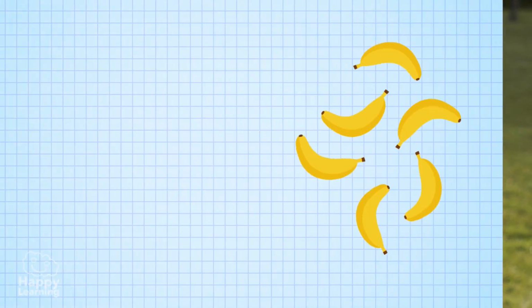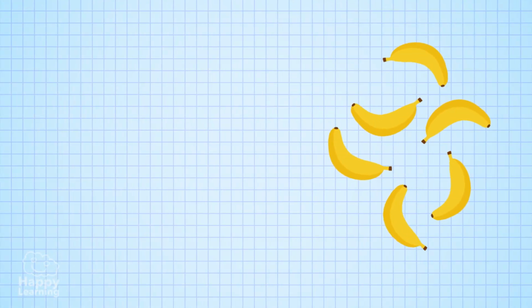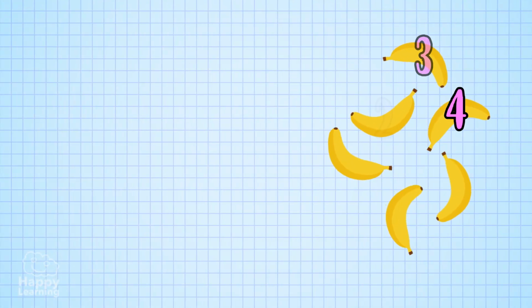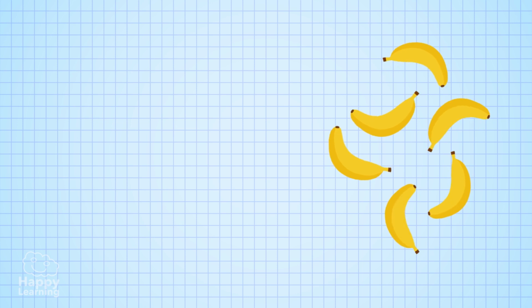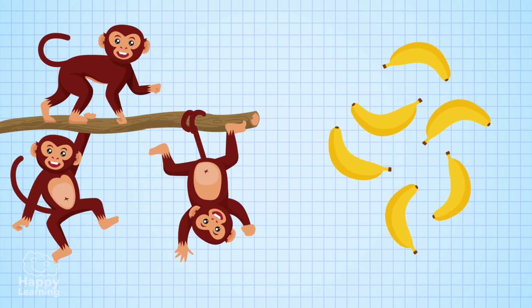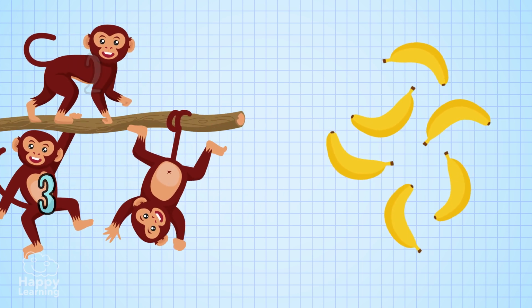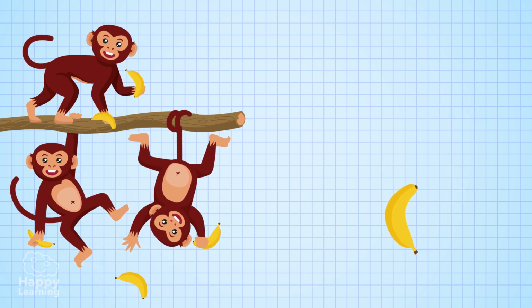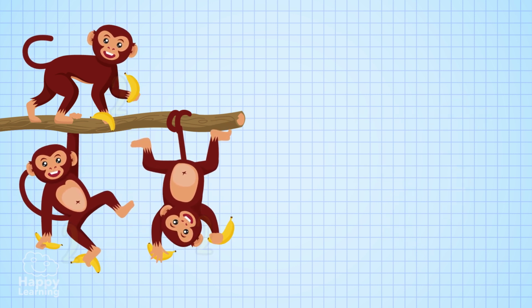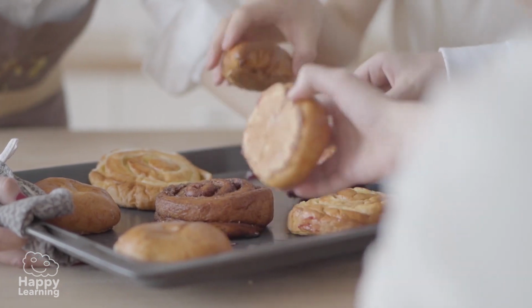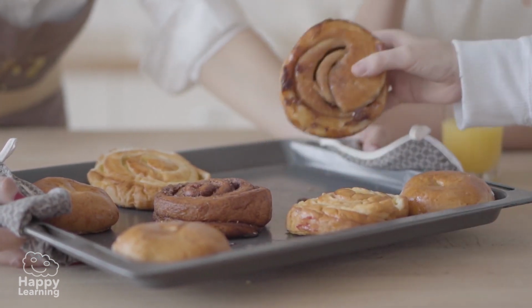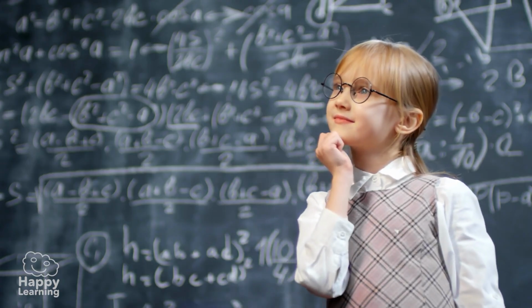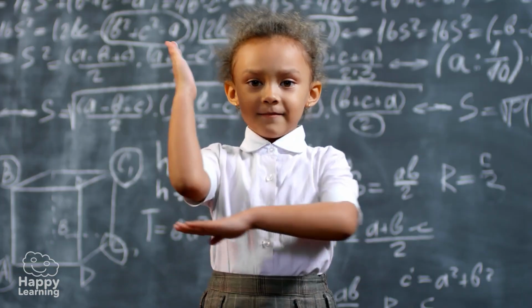For example, if we have 6 bananas and we divide them between 3 monkeys, each monkey gets 2 bananas. We already know that dividing is distributing, but how do you do the mathematical operation?